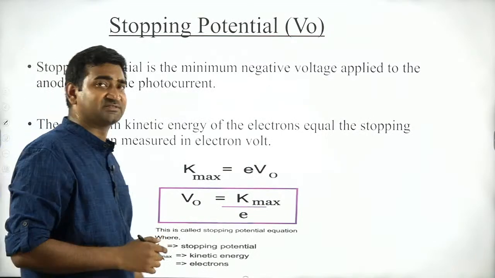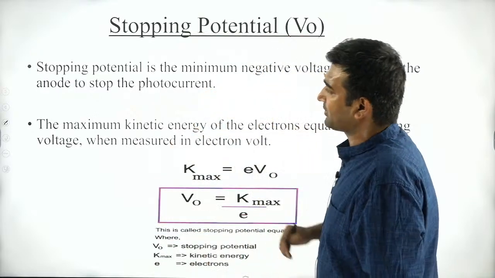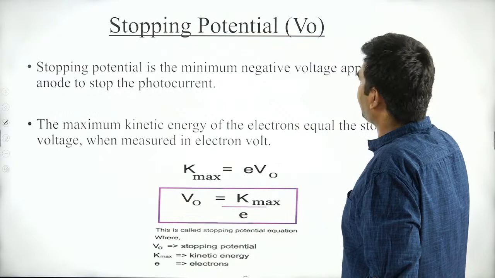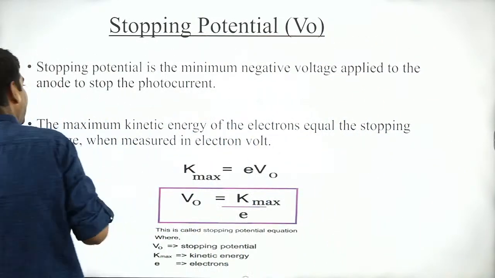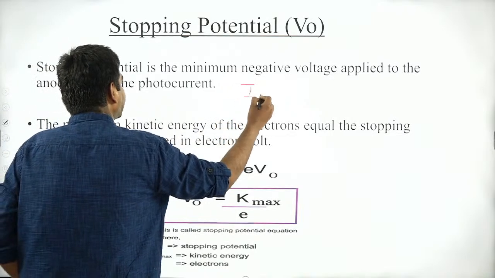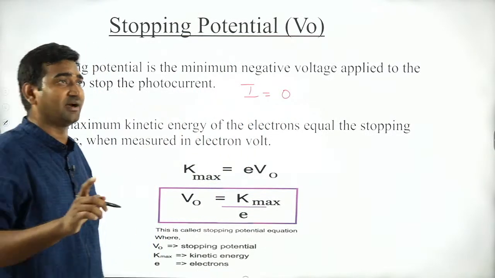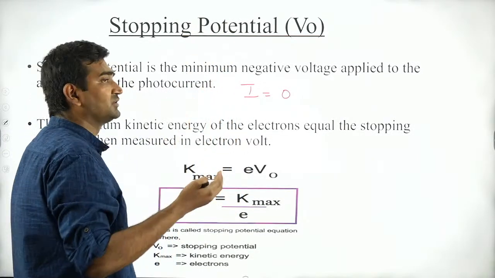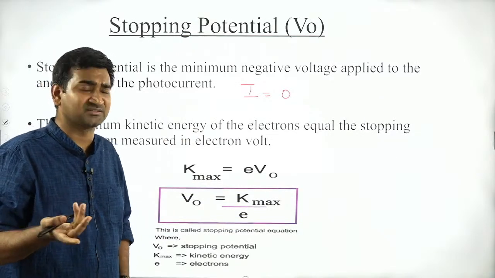Then the thing which I was telling you, stopping potential. Here I have defined the stopping potential also. It is the minimum negative voltage supplied to the anode to stop the photocurrent. That means your I will be equal to 0 after supplying this much voltage. Please remember, students, that it is represented by V naught also, and in some books it is represented as Vs also. No issues, both are the same thing.